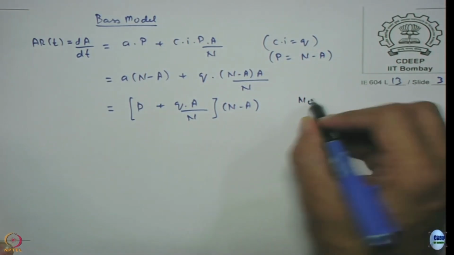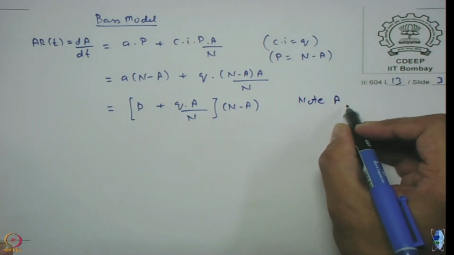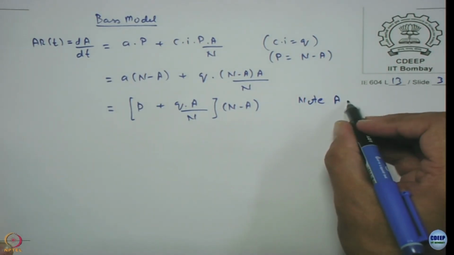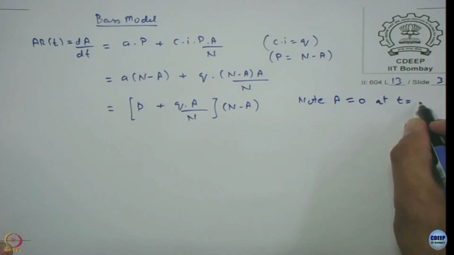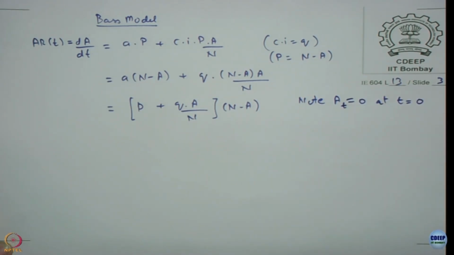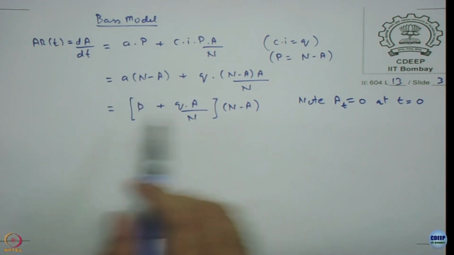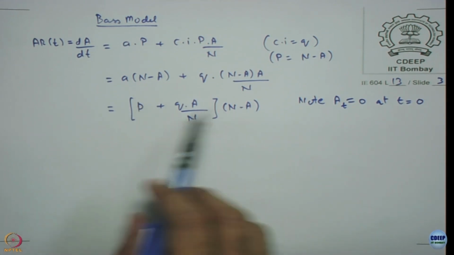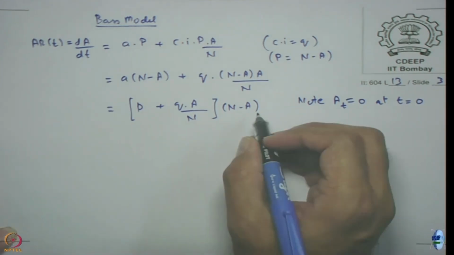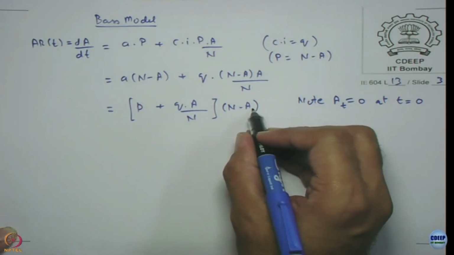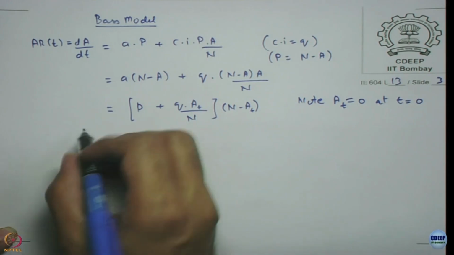Again note A is equal to 0 at t equal to 0. There should be a subscript t for all A, and P has a subscript t in it.